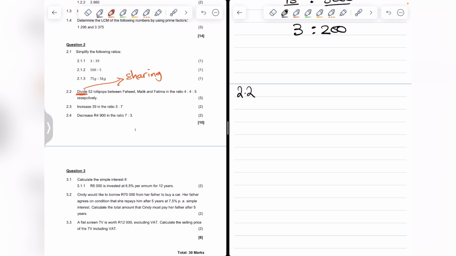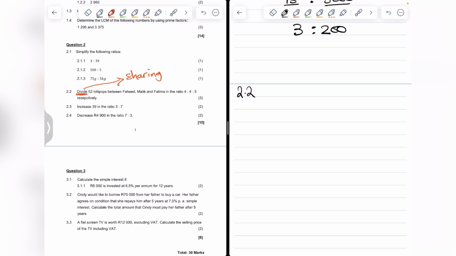So if I say share 52 lollipops between Fahid, Malik, and Fatima in the ratio 4:4:5, it's the same as saying divide 52 lollipops between Fahid, Malik, Fatima in that ratio. So we can start off by saying the following. You've got the three persons here. You need to divide a certain quantity between them, and in this case the quantity is 52 lollipops.